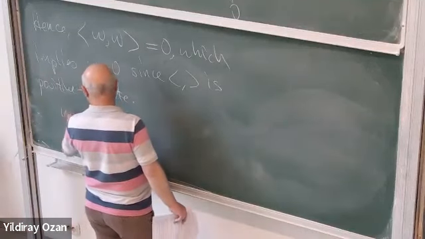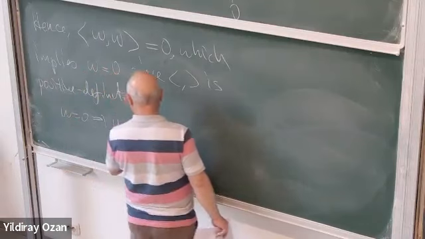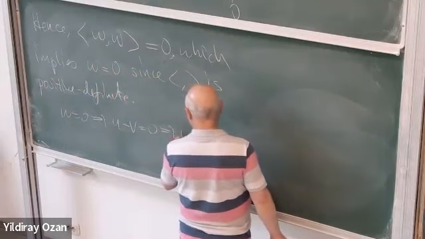Well, W is zero, which implies U minus V is zero. That's what it is.